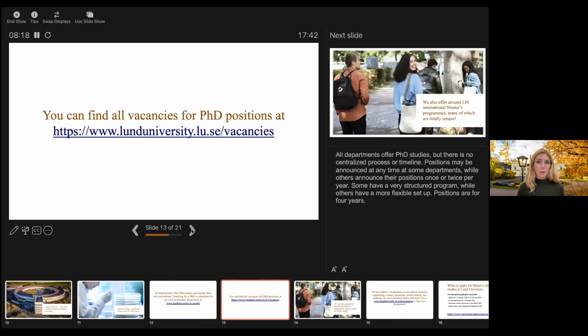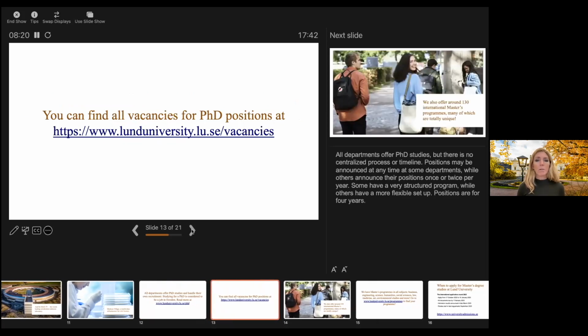And if you are curious to see what kind of PhD positions are there, you can find them at this page here, where you will find the open vacancies right now. But again, this is like a job position, so that means that they are announced regularly. So what you find there today will be different than what you find there 6 months from now or 3 months from now. But it is possible to subscribe and get updates if you want to be updated on relevant positions for you.